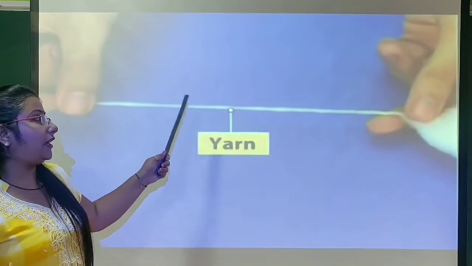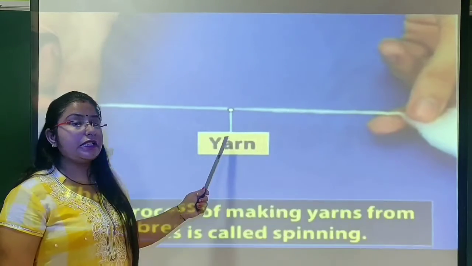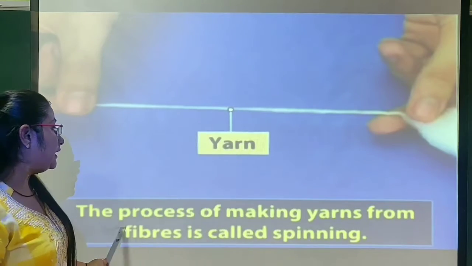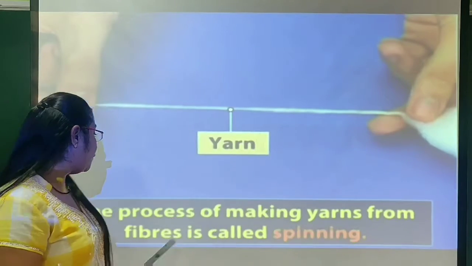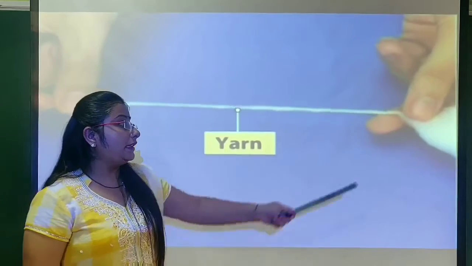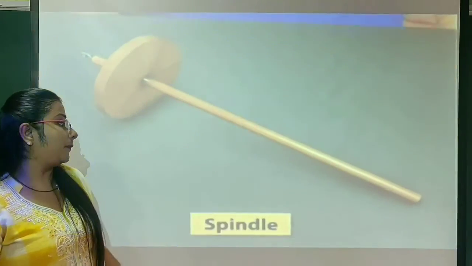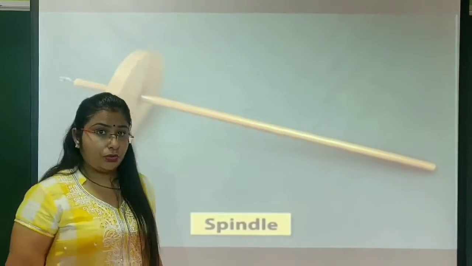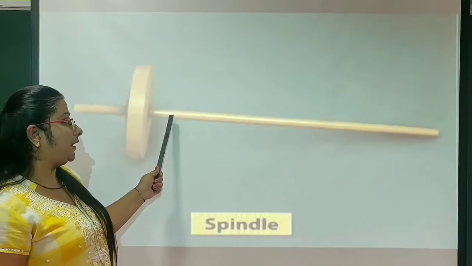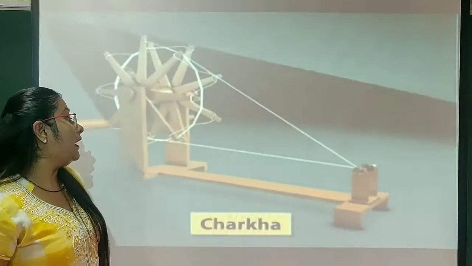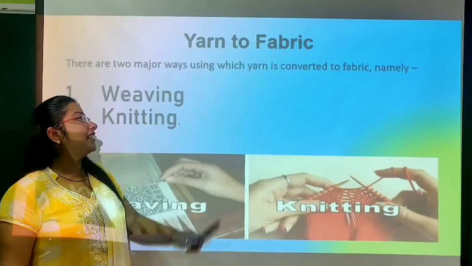Slowly, when they twist it, they get the yarn. This process is known as spinning. The process of making yarn from fibers is called spinning. This is a fiber, this is a yarn. Now for this we use two devices. The first is the spindle, this is a hand spindle, and the second is the charkha.